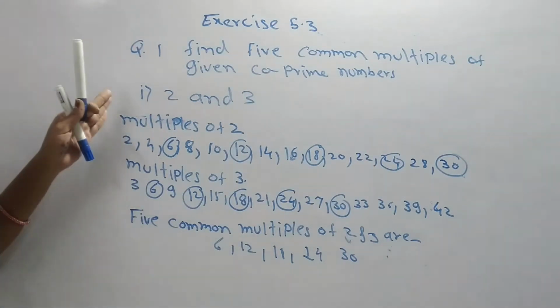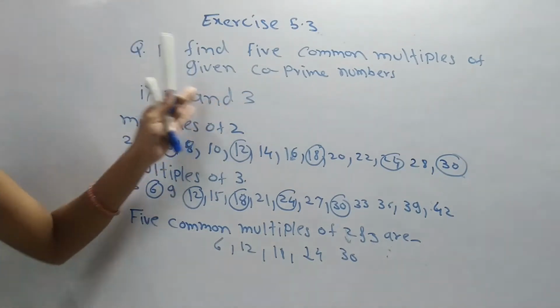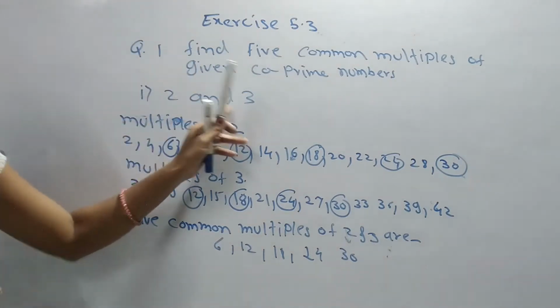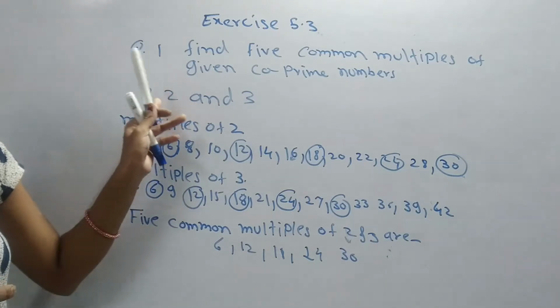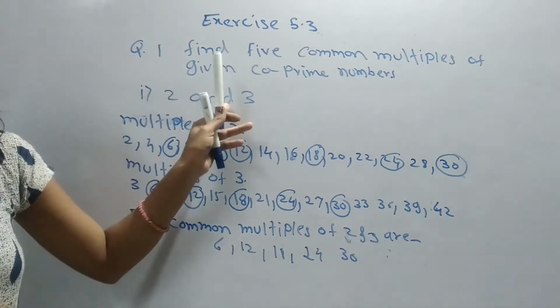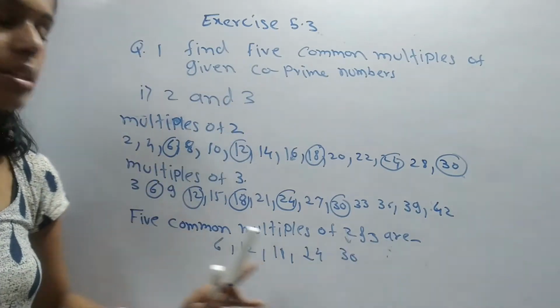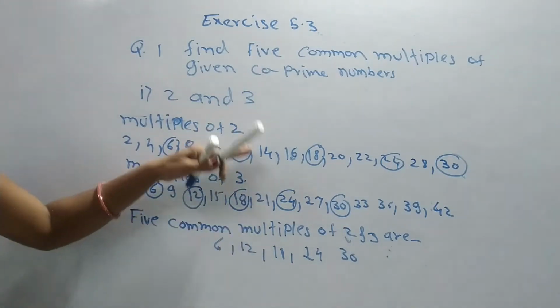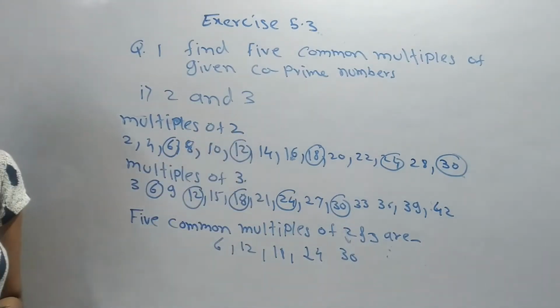So the common multiples of 2 and 3 are nothing but the table of the product of 2 and 3. 2 threes are 6, and the table of 6 gives the common multiples of 2 and 3. Got it? Let's solve one more.